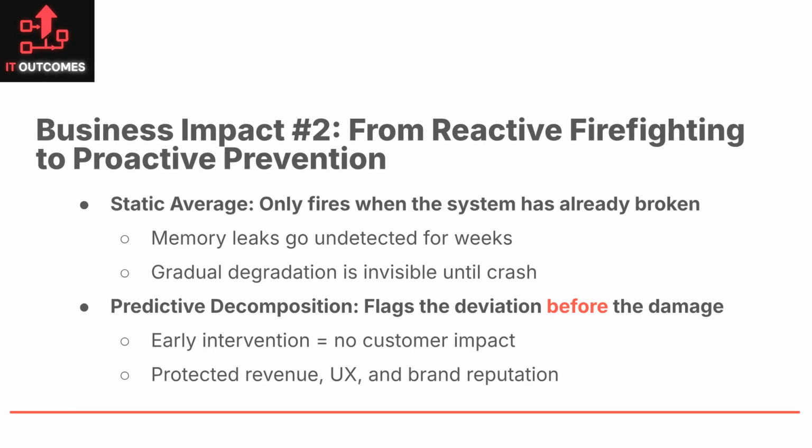Second business impact. Static averages only fire when the system is already broken, right? And we're missing those early signs, like gradual memory leaks and other things that impact performance. So by shifting to this predictive decomposition, we can catch those deviations before the damage is done, right? And this brings out another business impact, which is protecting our customers' experience, our revenue, our brand reputation, because we're going to be able to intervene earlier. Detect the real problem, react to it, determine what needs to be done, and resolve it even before it becomes an incident.